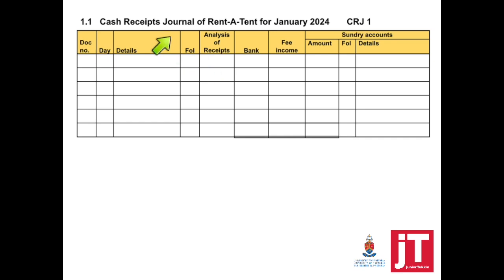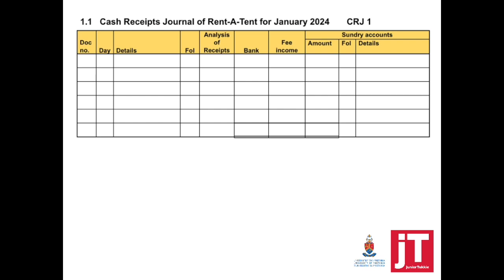So we always start with the heading by saying cash receipts journal of, what is the business name, Rent a Tent, which month, January 2024, and then we say this is cash receipts journal number 1. Before we start with the transactions, just to get a better understanding of the journal itself, we start with document number. And when we look at document number, there's only 3 options that you could potentially have in a CRJ.